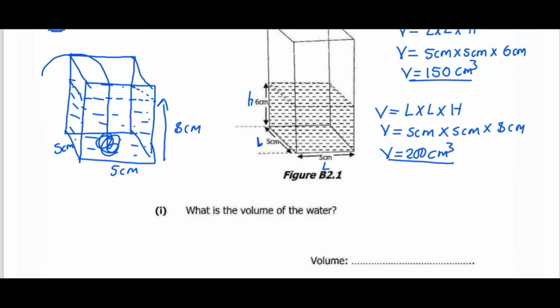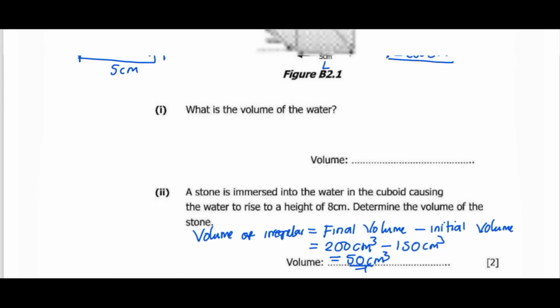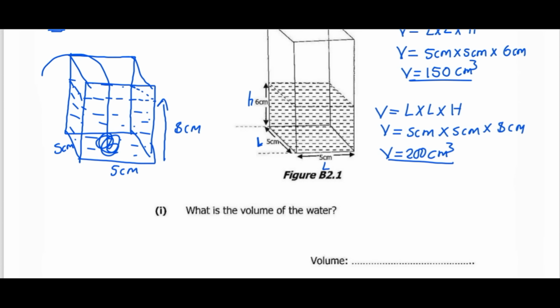So in this 200, it means that there is the volume of water and the volume of the stone. So how can we find the volume of the stone? We know that the volume of just water is 150. So if we subtract 200 minus 150, then we have the volume that we want. That's the concept that was required here. So the final volume is 200 cubic centimeters minus 150 cubic centimeters, which is our final answer, 50 cubic centimeters. Now let's see if maybe we find the same answer.